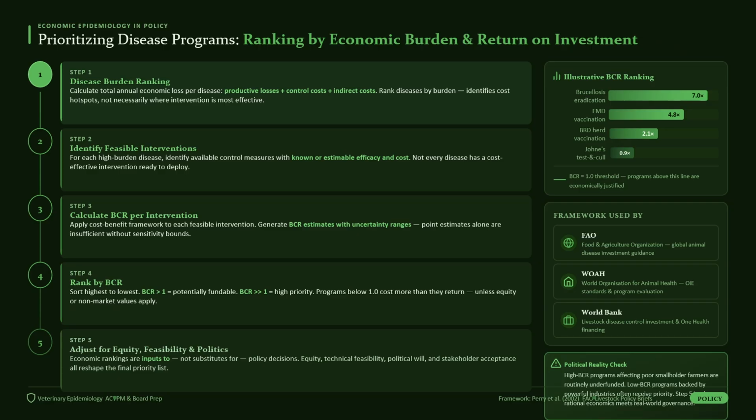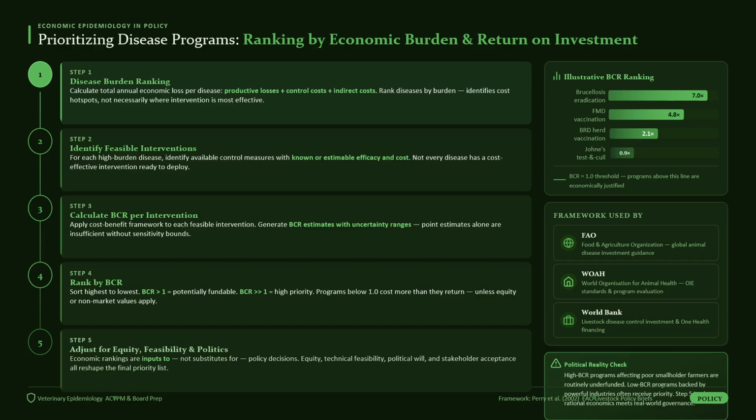Finally, let's zoom out to policy. How do we decide which disease programs to fund? It's a five-step process. Step one, rank diseases by total economic burden to find the hotspots. Step two, identify which of those actually have feasible interventions ready to deploy. Step three, calculate a benefit-cost ratio for each, with uncertainty ranges, not just point estimates. Step four, rank by that ratio.